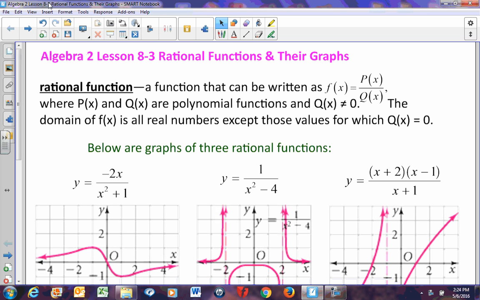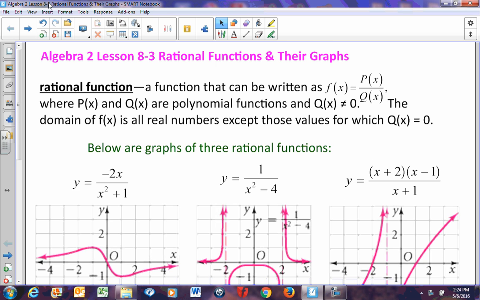This is Algebra 2, Lesson 8-3, Rational Functions and Their Graphs. A rational function is a function that can be written as f of x equals p of x over q of x, where p of x and q of x are polynomial functions, and q of x cannot equal 0. The domain of f of x is all real numbers except the values that would make q of x equal 0.